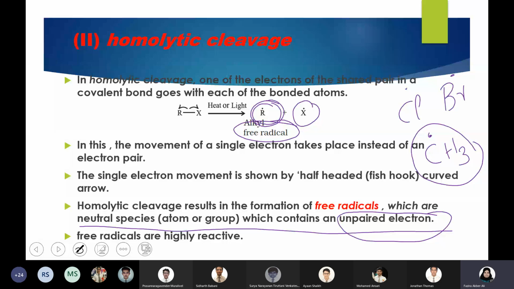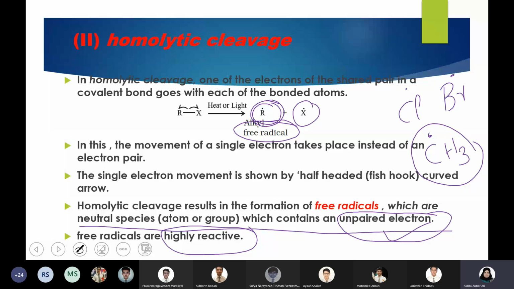So homolytic cleavage results in the formation of free radicals, which are neutral species, which could be an atom or a group, containing an unpaired electron. These are also highly reactive because of the presence of the unpaired electron. That electron makes them more reactive. Even though it's neutral, it is more reactive than other neutral species because of the unpaired electron gained by the cleavage of the bond.